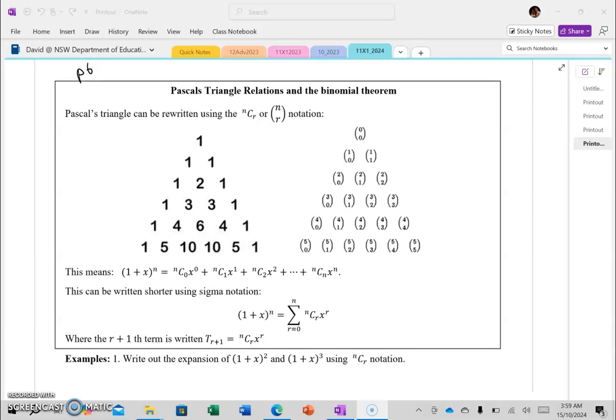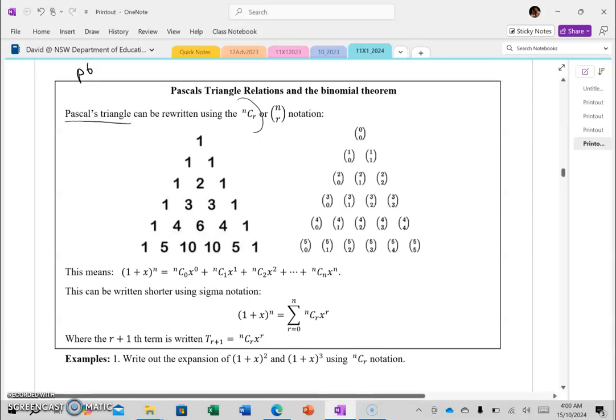Okay, here what we're going to do is we're going to discuss how there is a connection between the numbers in Pascal's triangle and combinations, nCr. And then we're going to look at something called the binomial theorem. Okay, so a quick recap.